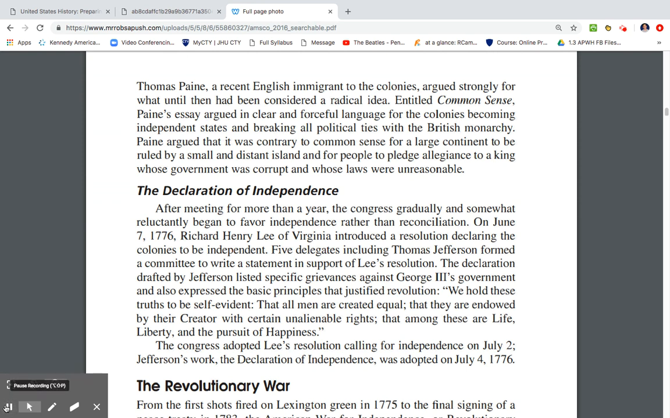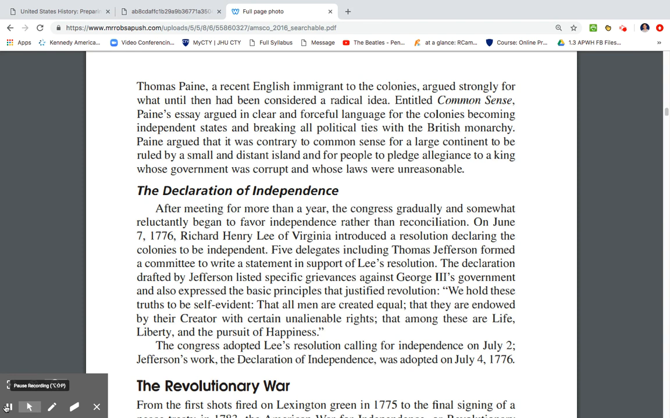The Declaration of Independence. After meeting for more than a year, the Congress gradually and somewhat reluctantly began to favor independence rather than reconciliation. On June 7th, 1776, Richard Henry Lee of Virginia introduced a resolution declaring the colonies to be independent. Five delegates, including Jefferson, formed a committee to write a statement in support of Lee's resolution.